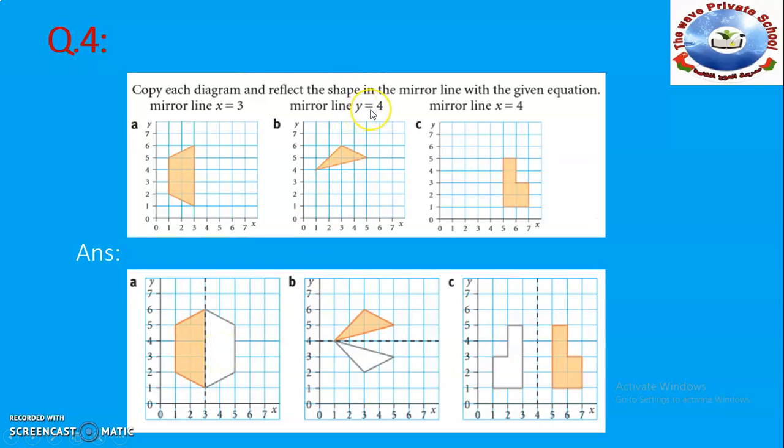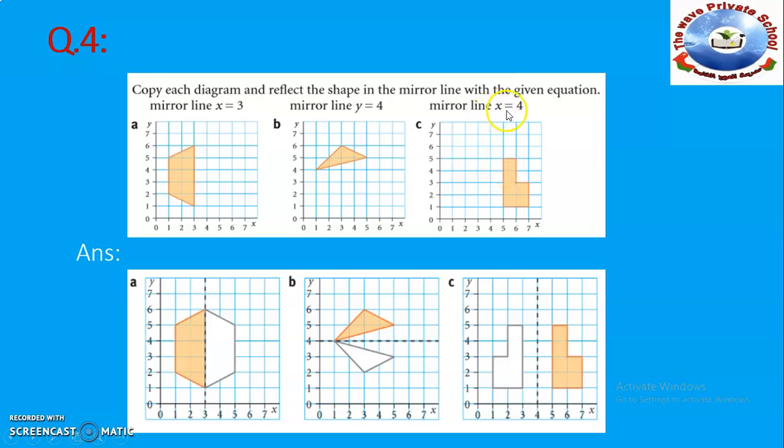Mirror line y is equal to 4. As you can see here, 0, 1, 2, 3, 4. So just draw the mirror line at y is equal to 4 and draw the image same like that. So it was the image of this object 1 block away, and here the image is 1 block away, and here it touches the symmetry line.